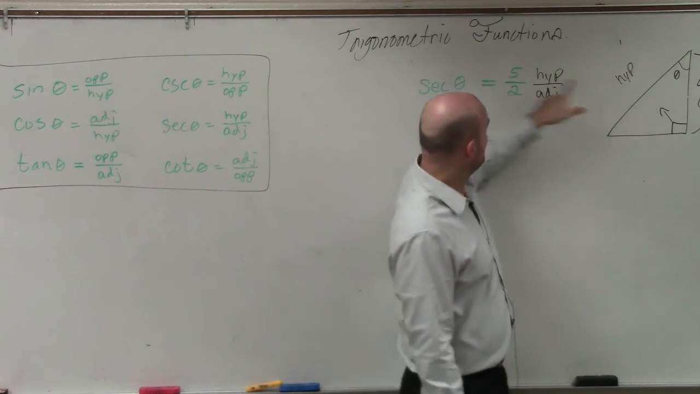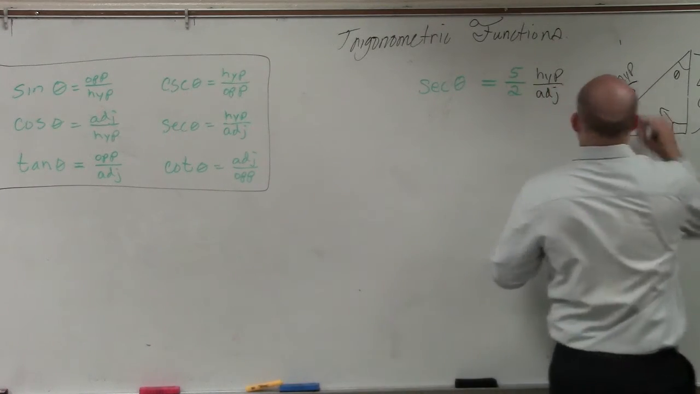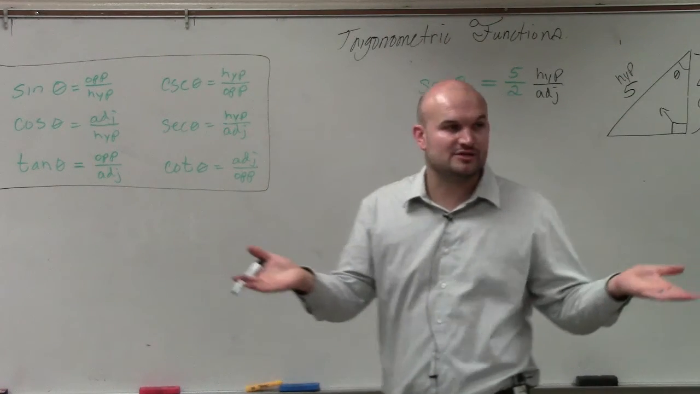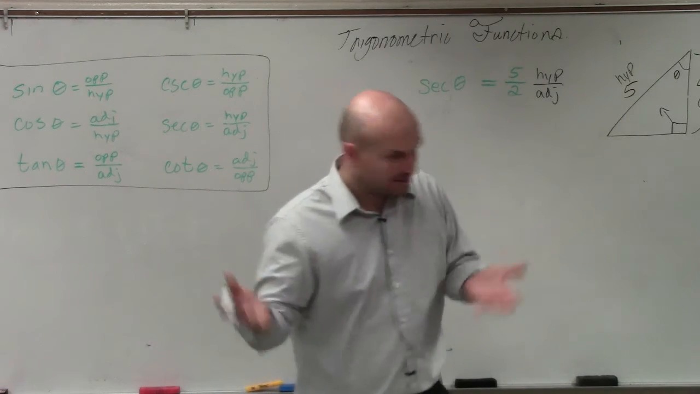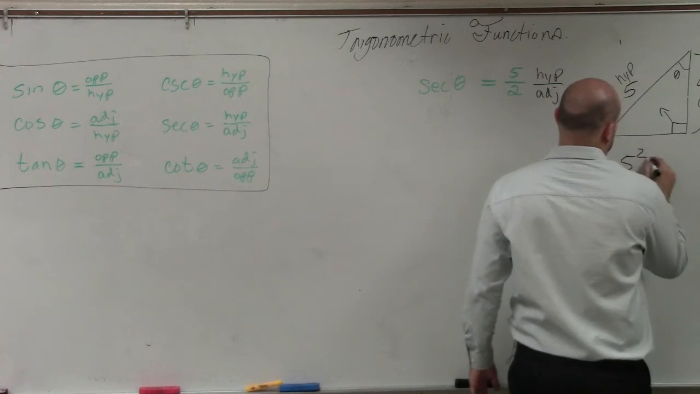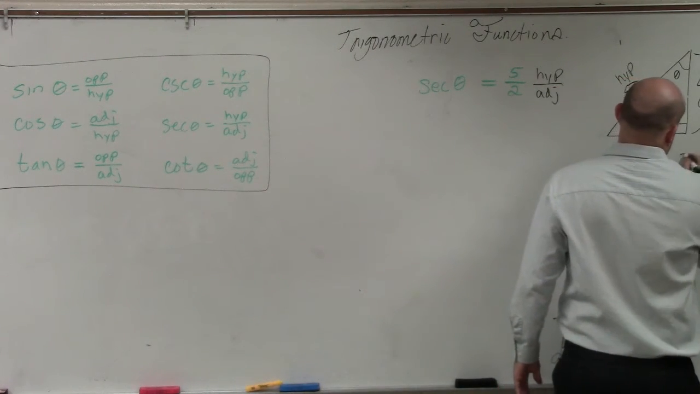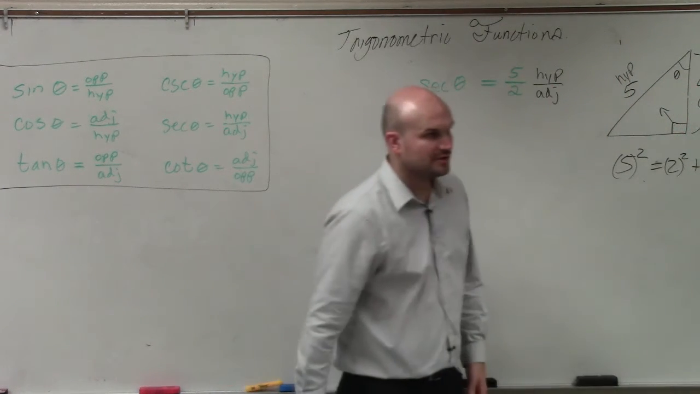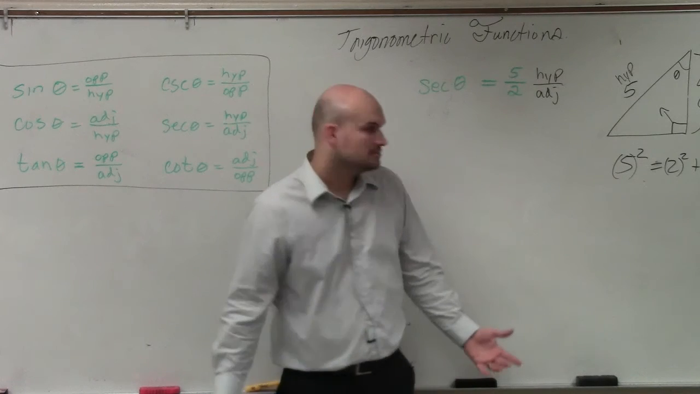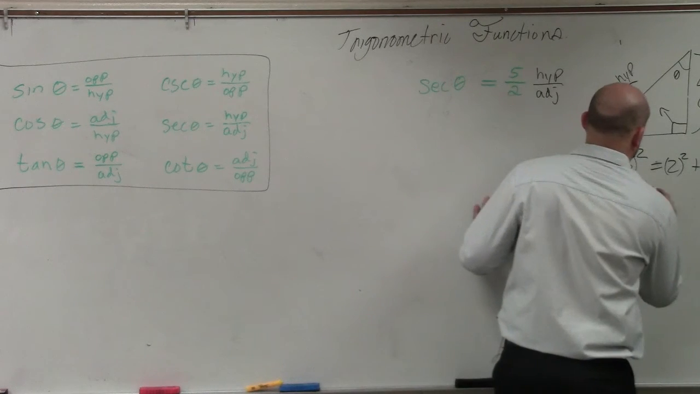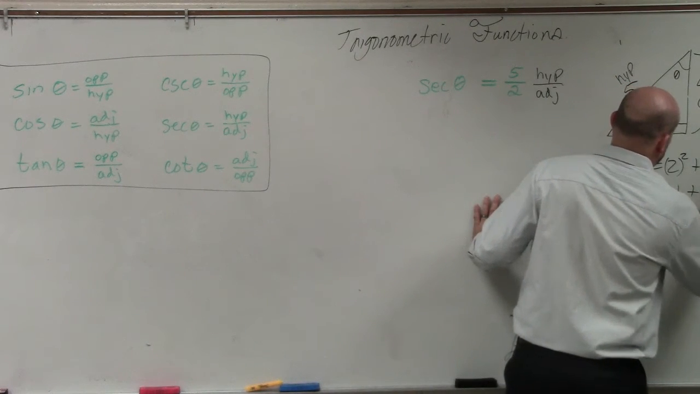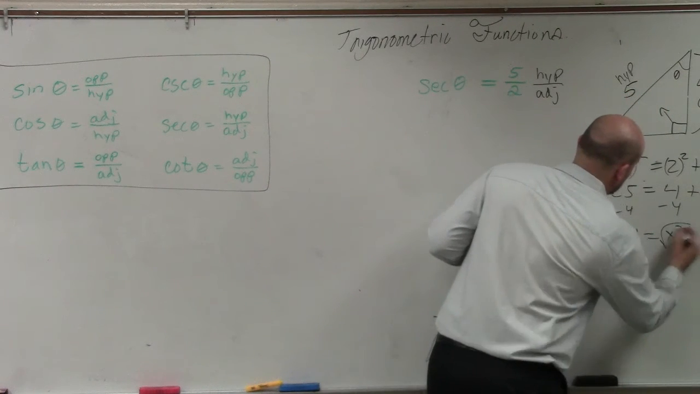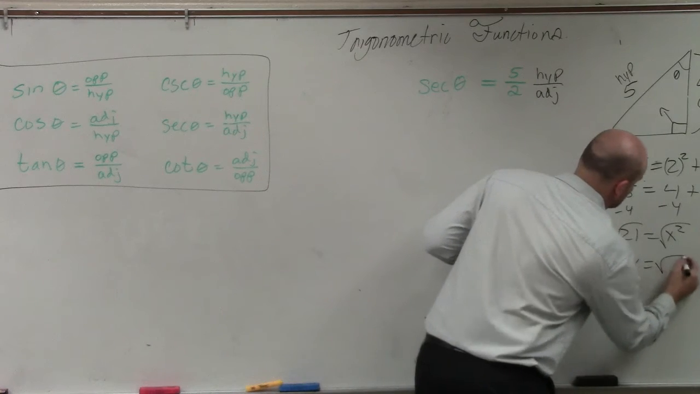So my hypotenuse, I know, is 5. My adjacent is 2. Now, if I'm given 2 sides of a right triangle, can I find the third side? Yeah, absolutely, using the Pythagorean theorem, right? Does everybody agree with what I just did there? So I have 25 equals 4 plus x squared. Subtract 4, 21 equals x squared, square root, x equals the square root of 21.